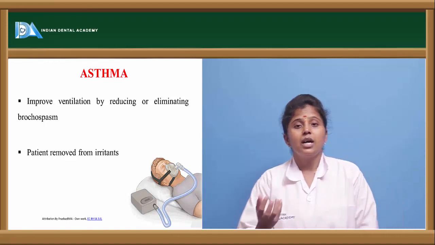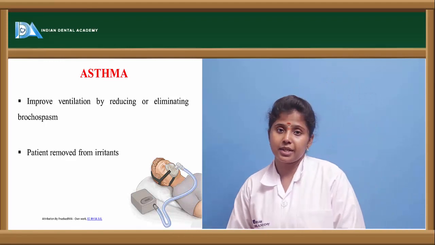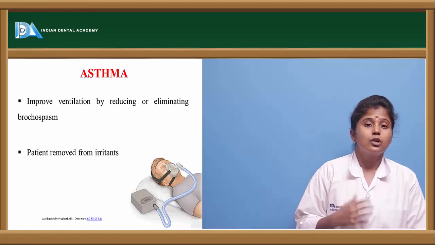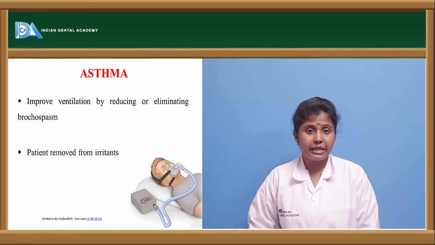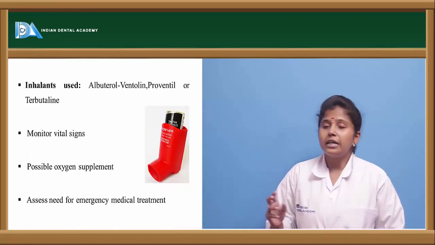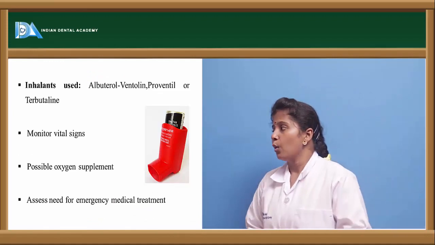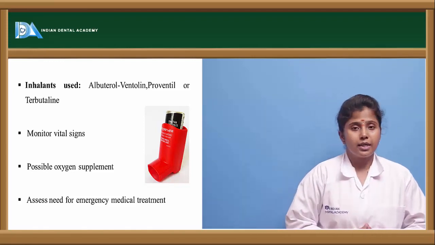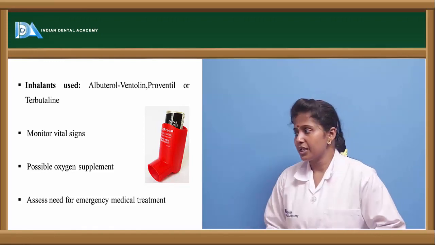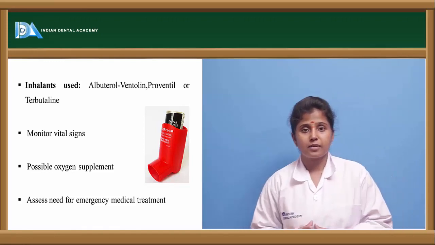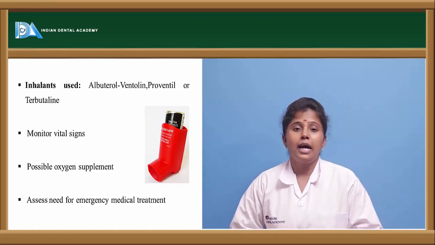There may be some local anesthesias or general anesthesias like halothane inhalation anesthesia. These may cause irritation to the person, potentiating asthma. So the person should be kept away from any irritant. And for inhalations, we mostly give albuterol, Ventolin, Proventil or Terbutaline. These inhalations should be given in order to treat the medical emergency, and we need to monitor the vital signs, like blood pressure and heart rate, and oxygen supply should be given.